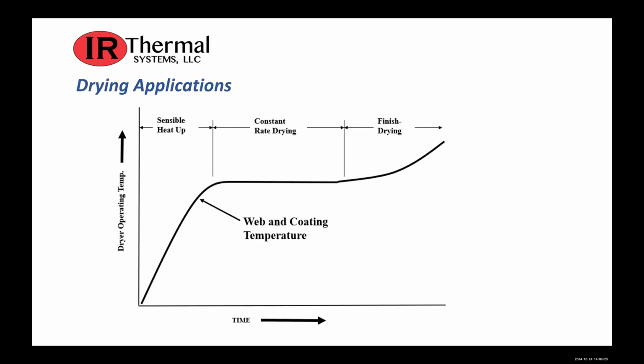And to that aim, we can show this curve on a typical drying application, where you have on the y-axis dryer operating temperature and time on the x-axis that shows that you have a portion of that dryer time, which is used to heat up your web. Then you have your constant rate drying phase, and then your finished drying, where you get the temperature up to its final temperature and finish the drying.